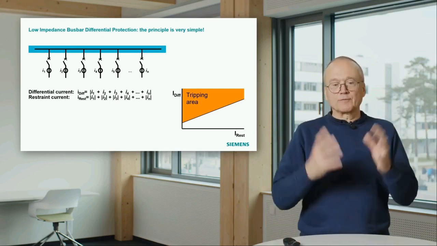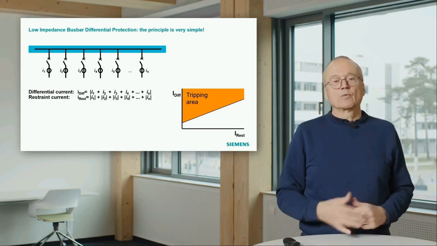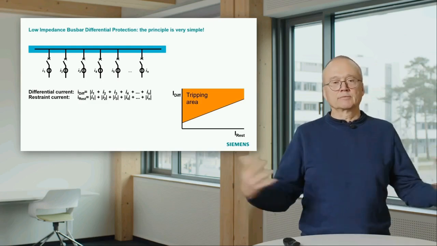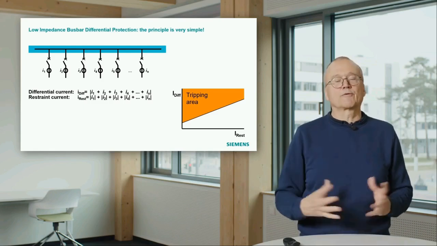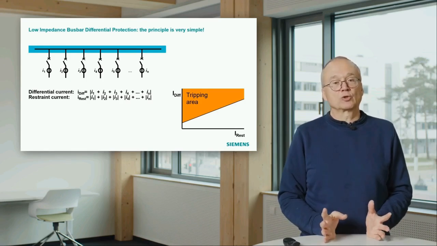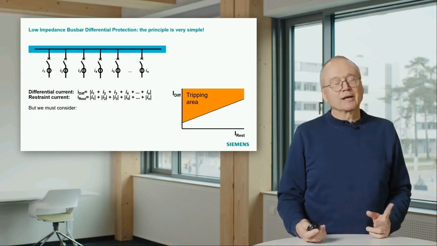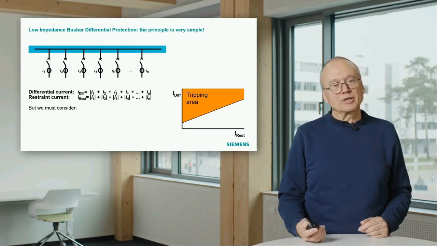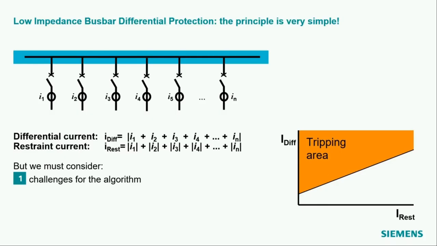And it looks very easy if you look at such a busbar. Of course, we have to do that phase by phase. We have no problem with transmitting measured values over 50 kilometers. We have no problems with vector groups and all these things we discussed before. So for busbar protection, it looks pretty simple, but there are a few things also to consider here which make life a bit more interesting. One thing is, we will see we will have some special challenges in the algorithm.